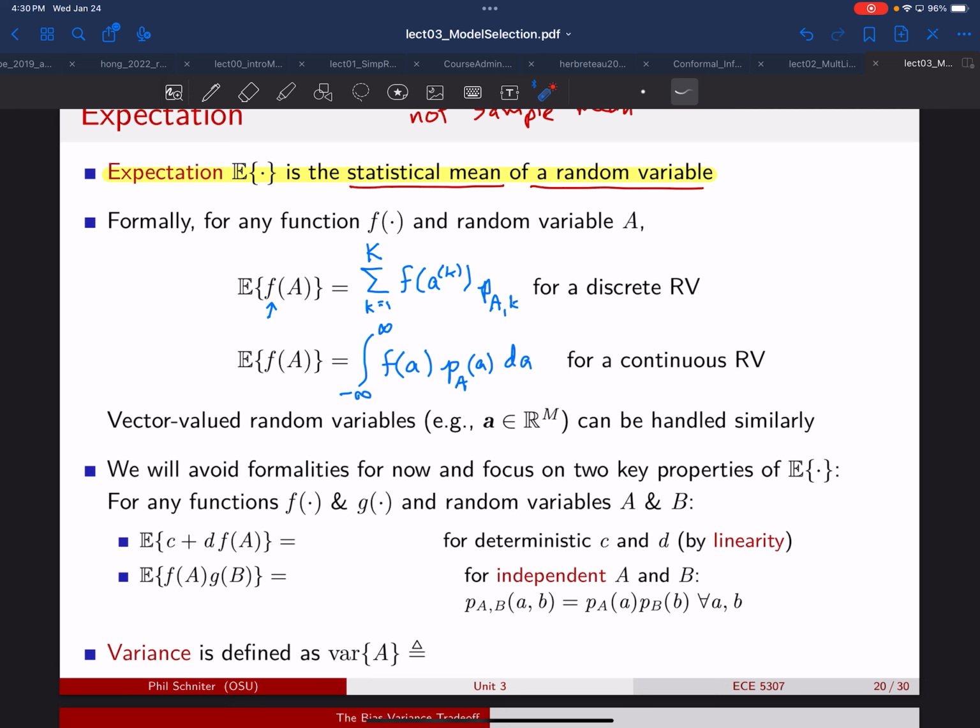We won't work too much with these raw definitions. We will focus on two key properties that we will use over and over and over. If you can master these properties, that is 99% of what you need to do. These are properties of expectation. We're going to imagine that we have two different functions, f and g, and two different random variables, capital A and capital B. The first thing is, what happens when we do the expectation? By the way, these little c and d are just deterministic scalars, some numbers, they're non-random. So the only randomness here is in this random variable here.